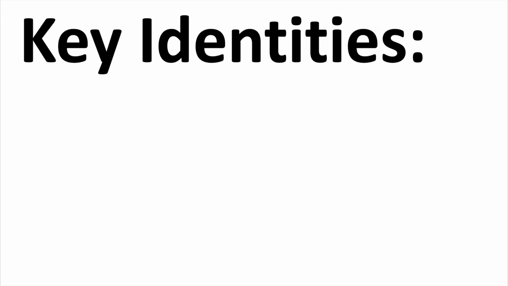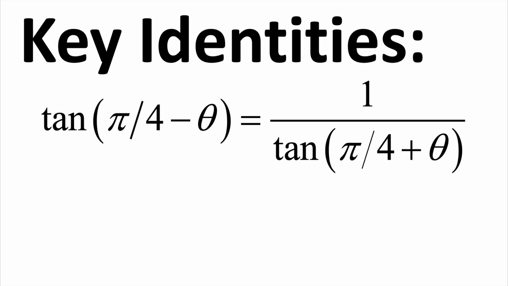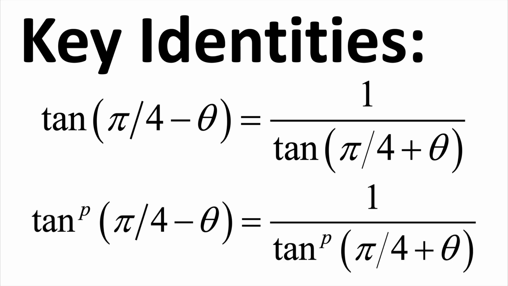In other words, we have the following two key identities. Tangent of pi over 4 minus theta is 1 divided by tangent of pi over 4 plus theta. These tangent values are reciprocals of each other, and if we raise both sides to the p power, where p is arbitrary, we get a similar kind of identity with the pth powers. That's because 1 to the pth power always equals 1. It doesn't matter what p is.